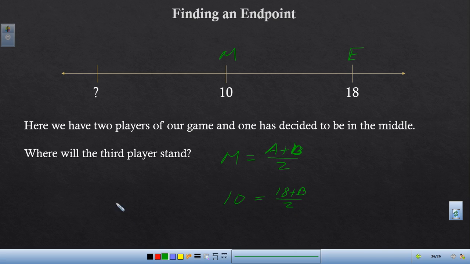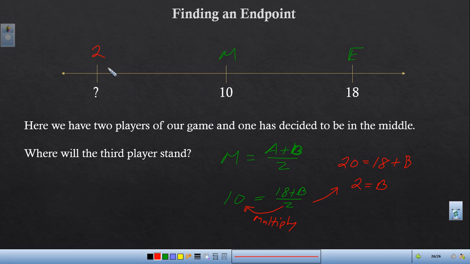And then what happens next is we're going to multiply both sides by 2. And we end up with 10 times 2, which is 20, equals 18 plus B. We subtract 18 from both sides, and 2 is equal to B. So the value of this point over here is 2.